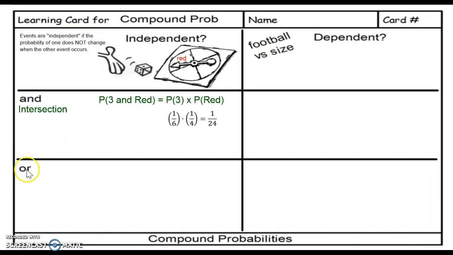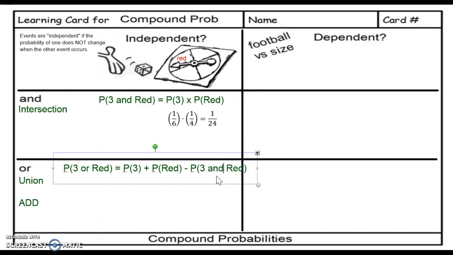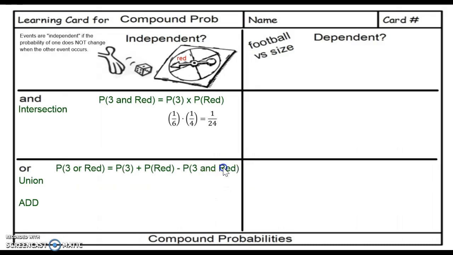Well, whenever you see the word or in a probability problem, that's a union problem, the union of two events. And when you see that, you should think addition. So as we go through this, what we really want to see now is what is the probability of rolling a 3 or spinning a red? Well, the probability of rolling a 3 or spinning a red is equal to the probability of rolling a 3 plus the probability of spinning a red minus the probability of rolling a 3 and spinning a red. I should change this to and. There we go.